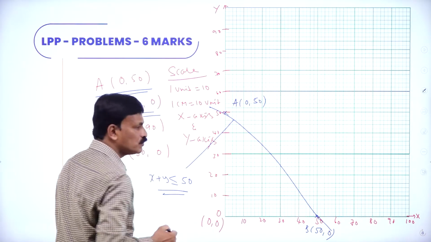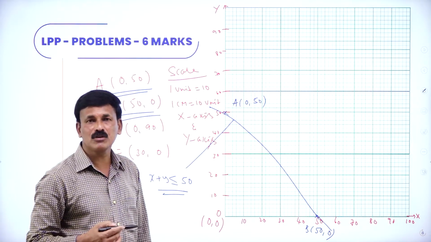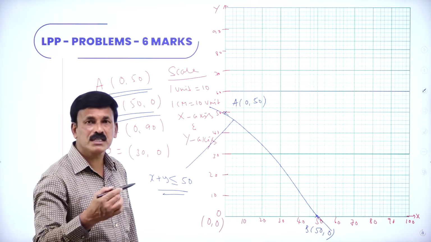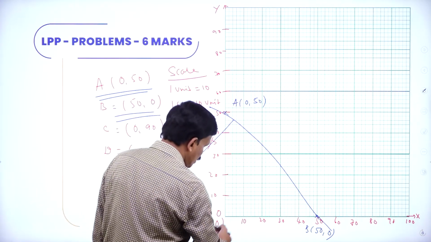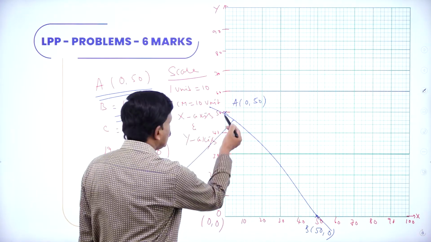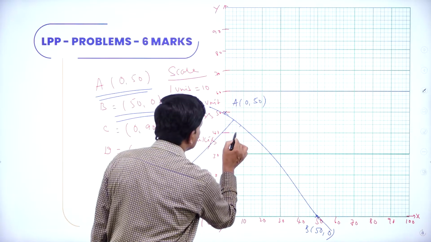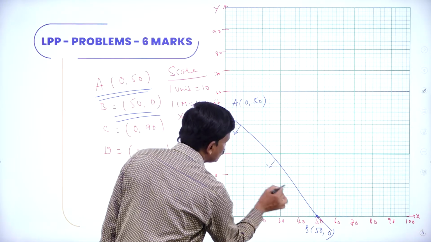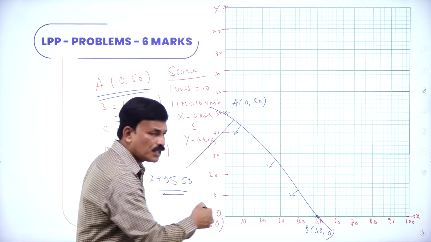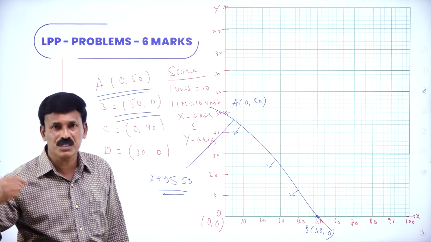Since it is less than or equal to, the feasible region is towards the origin. See here, this is 50. Less than or equal to 50 means the feasible region comes in the downwards direction, towards the origin.